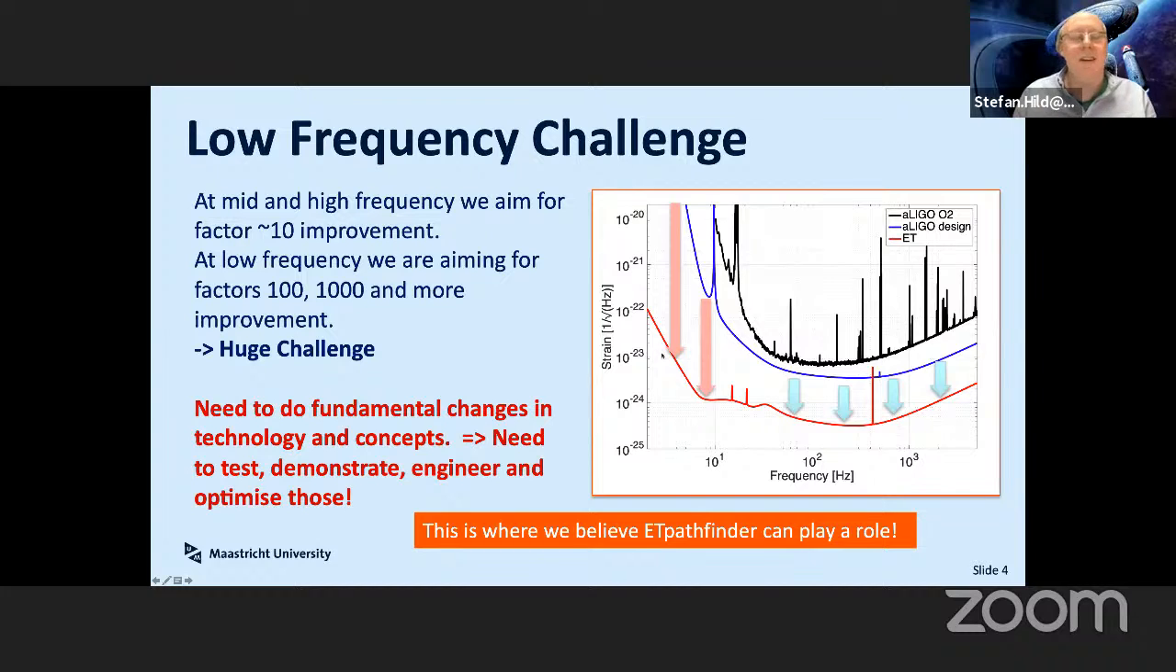We mentioned them, cryogenics and so on. And these we really need to test, to demonstrate, to engineer, learn to work with, and catch up with 40 years of what we have done with LIGO and Virgo and before with the prototypes. And this is really where we hope that ET Pathfinder can play a role.